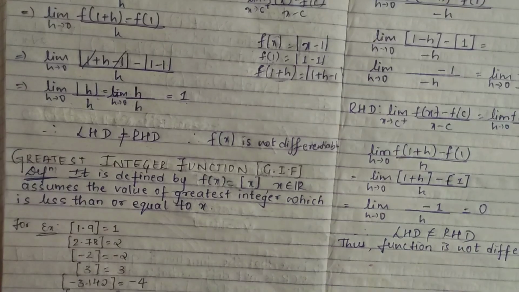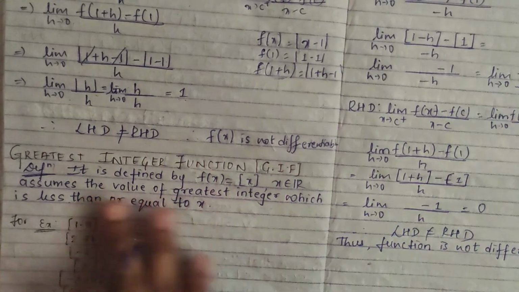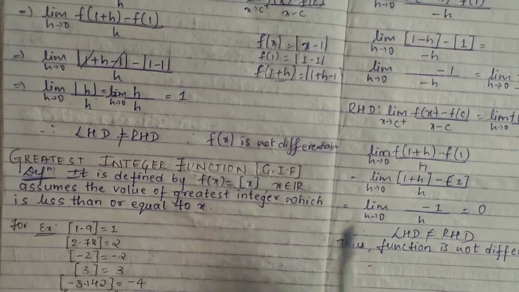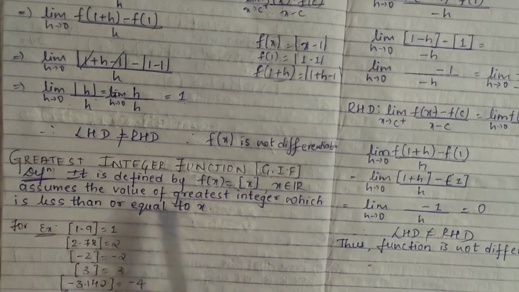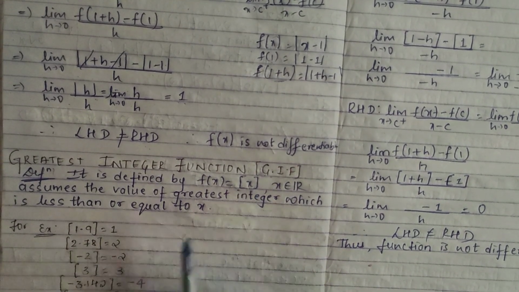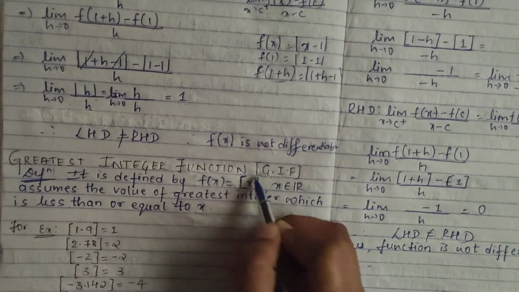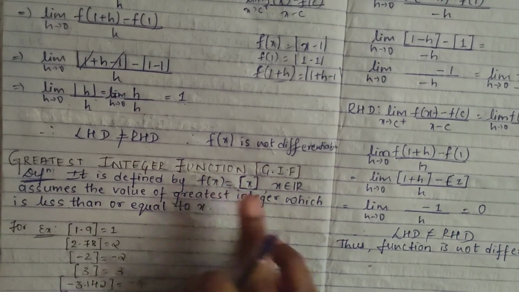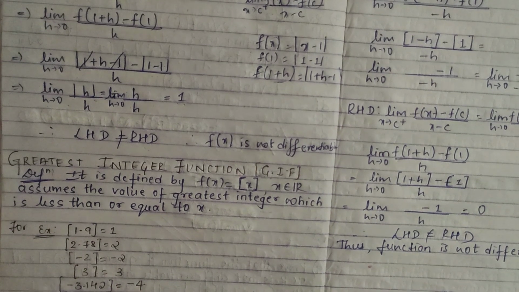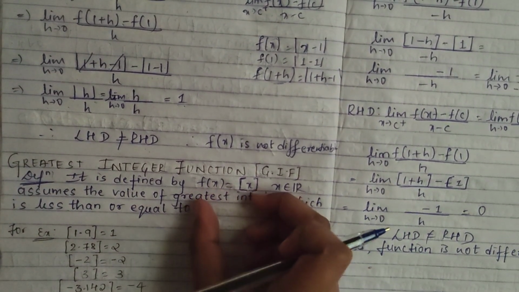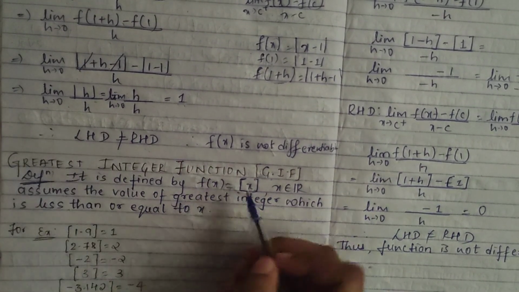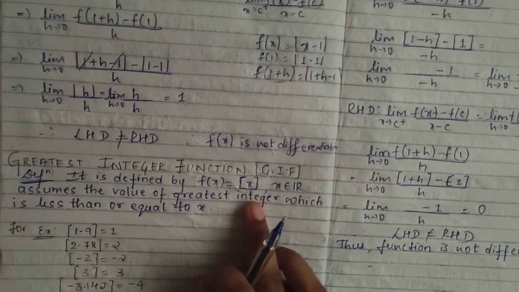Okay. Next question. So before solving that question, I want everyone to go through this definition, that is the greatest integer function. In short, we call it GIF. So it is defined as f of x is equal to, this is a square bracket, it is not a mod bracket, of x. If it is in such a way, you call it the greatest integer function. X belongs to R, it assumes the value of the greatest integer which is less than or equal to x. You have to find the integer value less than or equal to this term, and it will be an integer only, right?